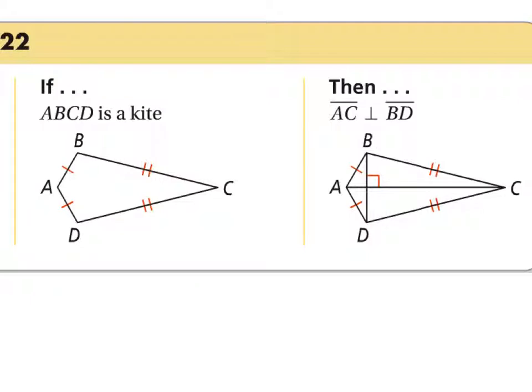But first off, if you have a quadrilateral that is a kite, so two consecutive sides that are congruent, then the diagonals are perpendicular. Okay? So that is our property for kites that the book gives us, that the diagonals of a kite are perpendicular to each other. Well, that's wonderful. That's great. But there's more to it than that.